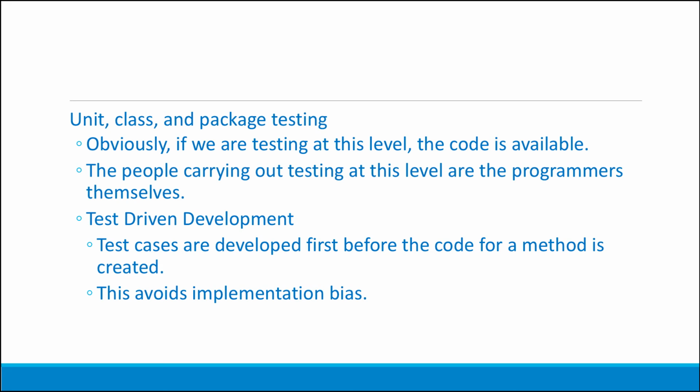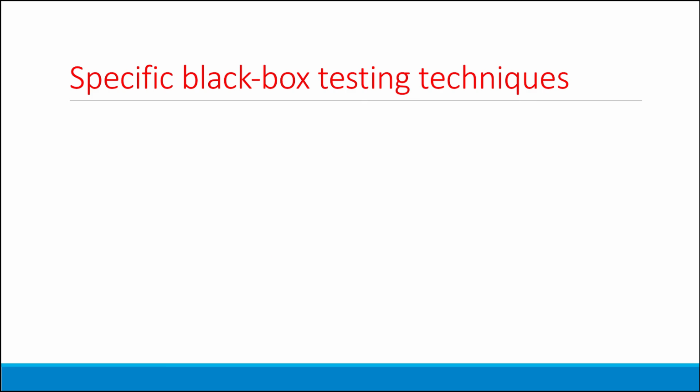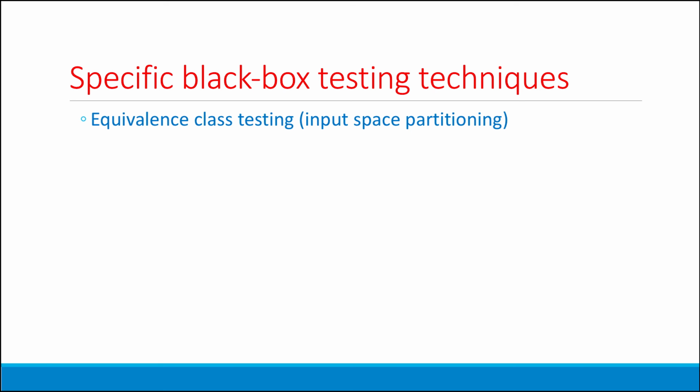In a later tutorial, I'll go through an example to show how test-driven development can be used for the rational number example that we discussed earlier. There are some specific black box testing techniques that can be useful in helping you to systematically test using a black box method. One of those is equivalence class testing, sometimes called input space partitioning. Another is boundary value analysis. And a third is decision table analysis. There's another tutorial on equivalence class testing that you may find useful.